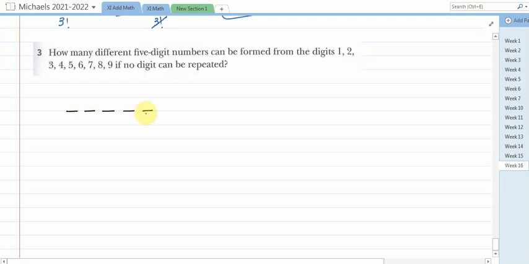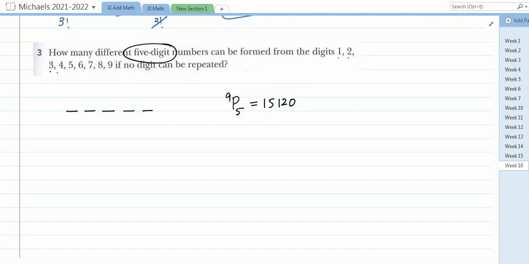Alright. How many numbers we have from 1 to 9? It's 1, 2, 3, 4, 5, 6, 7, 8, 9. So total we have 9 numbers, right? And out of those 9 numbers, how many numbers we are looking for? We are looking for 5-digit numbers. We can say that it's 9P5. When you solve it, you will get the answer. It's 9P5, so that is equals to 15120. Alright, 15120.